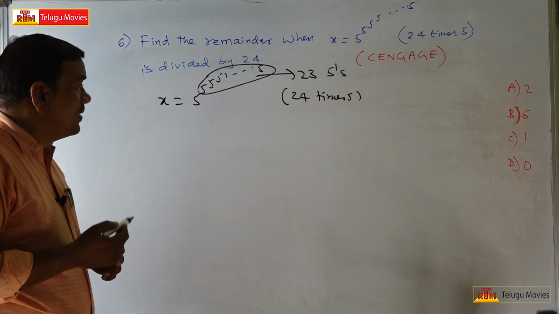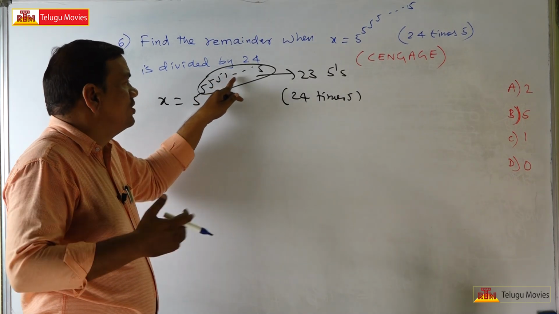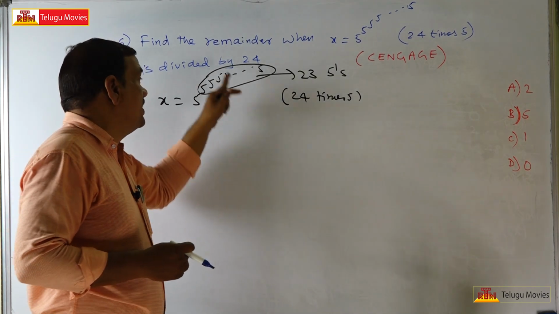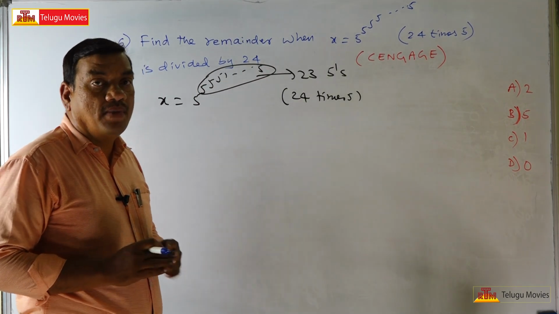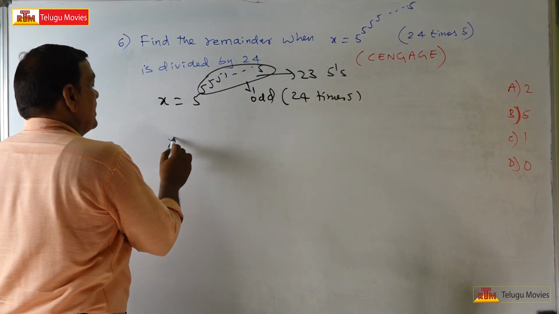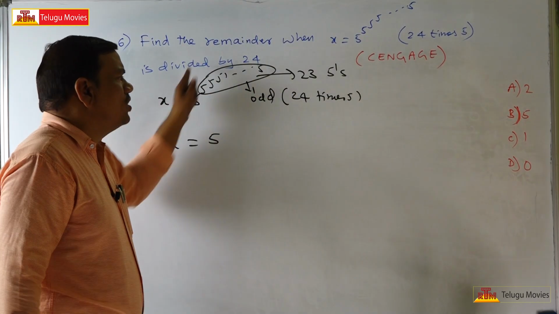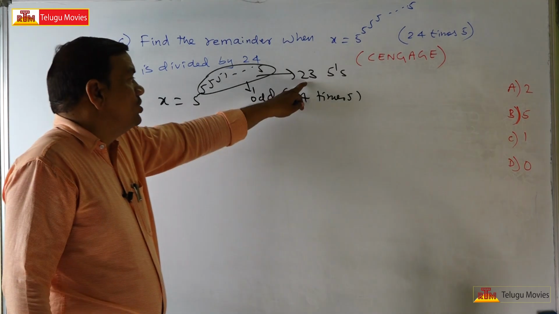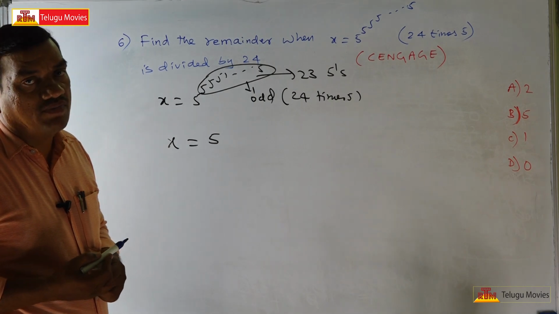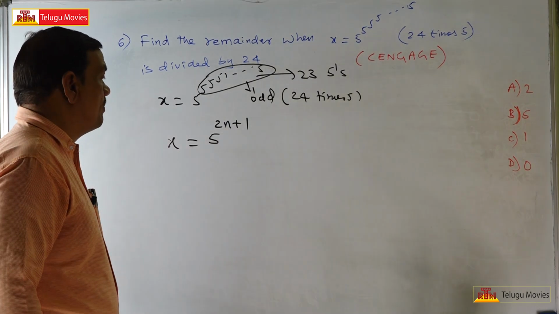If you do 5 to the power of 5 to the power of 5 to the power of 5 this 23 times, definitely it will be an odd number. So x is equal to 5 to the power of this whole thing, which is an odd number. Why? You are raising the power an odd number of times. So this odd number you can write as 2n plus 1.